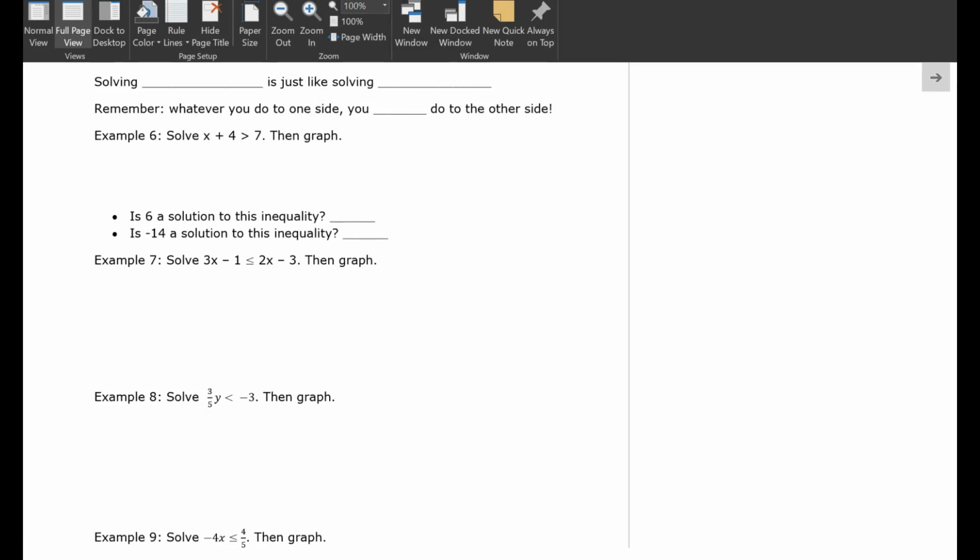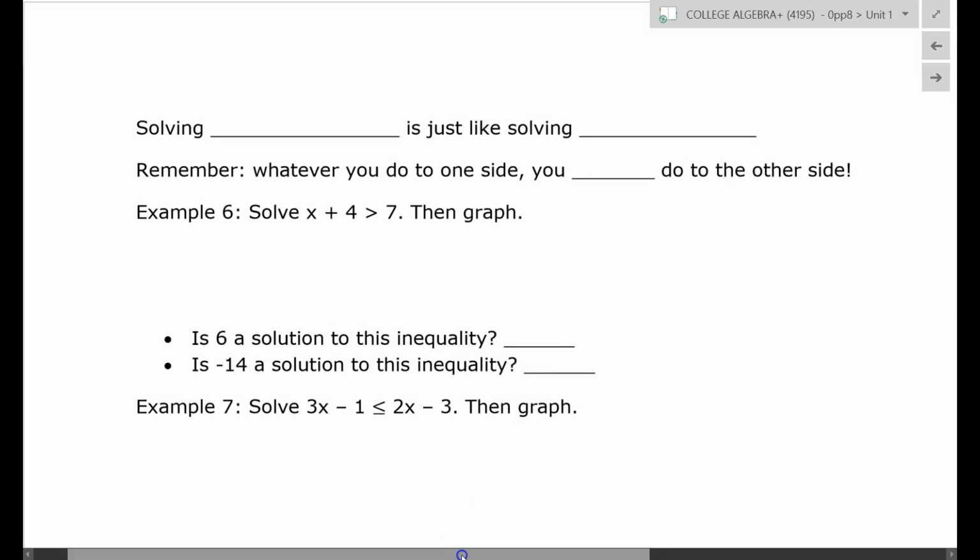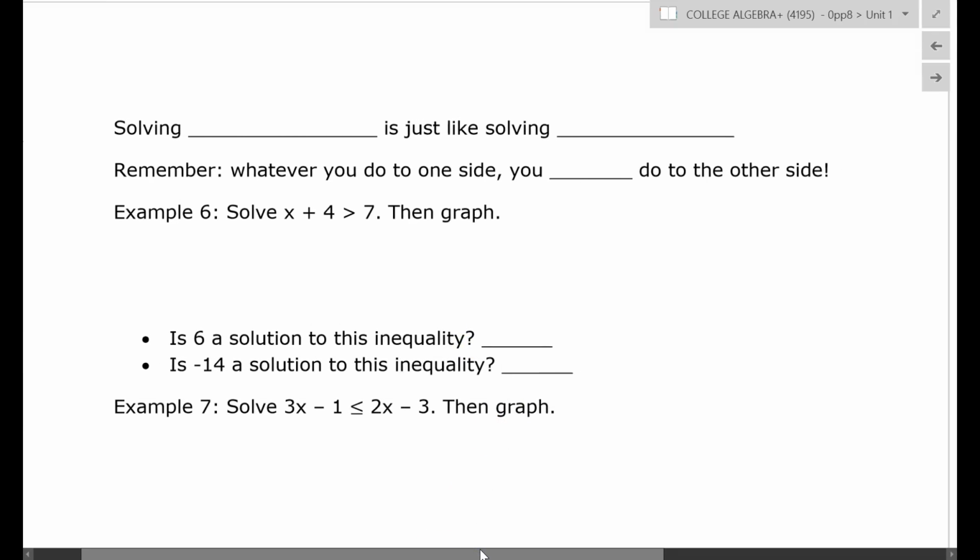All right. Now, here's the deal, guys. If we can graph a simple inequality like the ones we did, then we're going to be able to graph one that's a little bit more complex. Now, guys, it's not complex because what we're actually going to do is take what we did the last couple lessons, combine it with today, and we're on our way. So solving an inequality is just like solving an equation. So in other words, whatever you do to one side, you must do to the other, right?